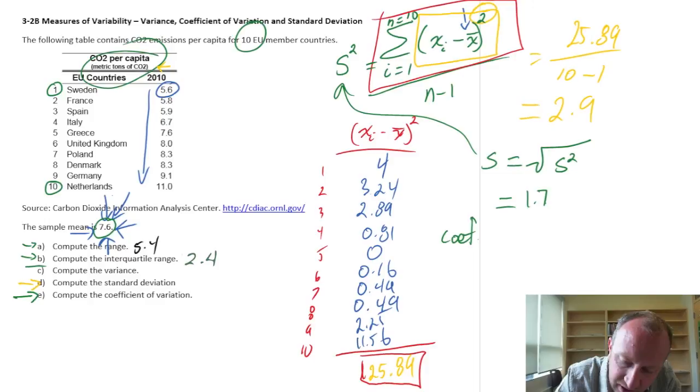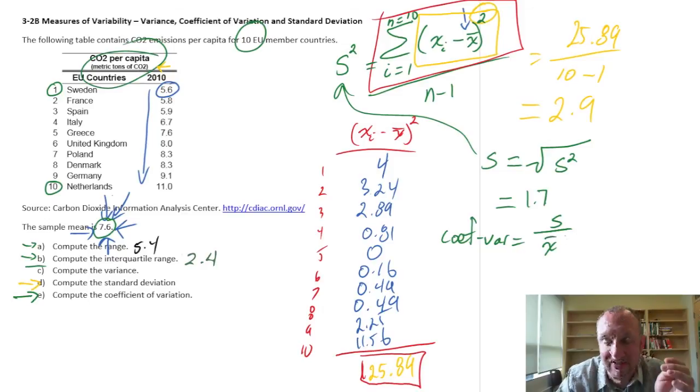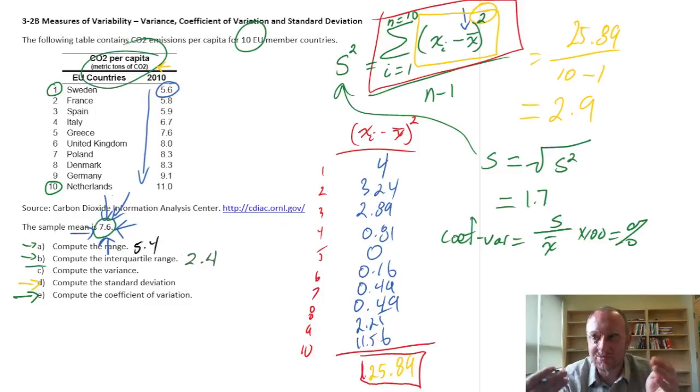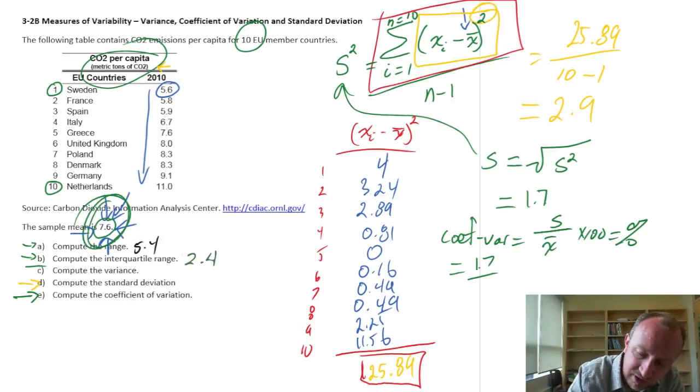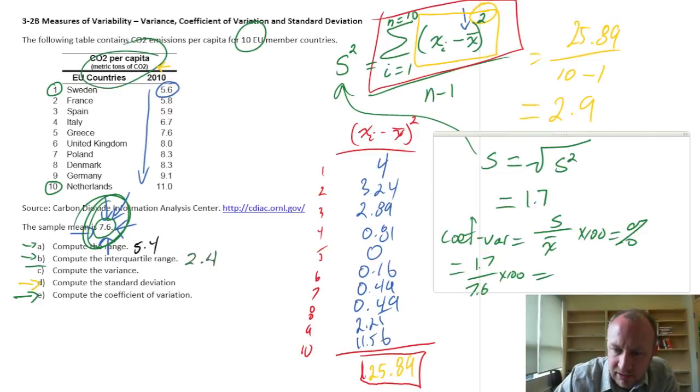And the coefficient of variation, I don't have a notation for it, so let's just call it coefficient var. This is just the standard deviation divided by the sample mean and times 100, so that we can speak in terms of a percentage. So it's the standard deviation as a percentage of the sample mean. And so if I fill in my numbers, this is 1.7 divided by our mean, still our same mean, 7.6 times 100. Let me get my calculator.